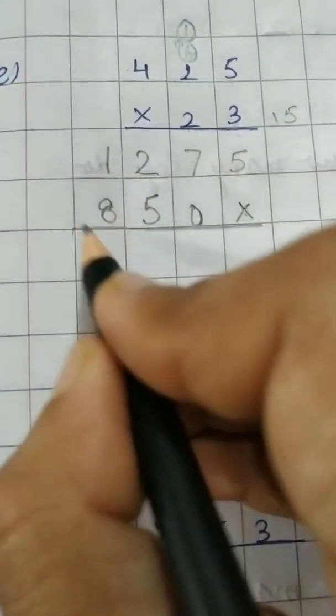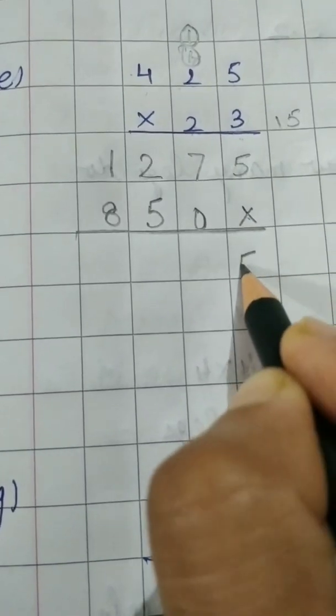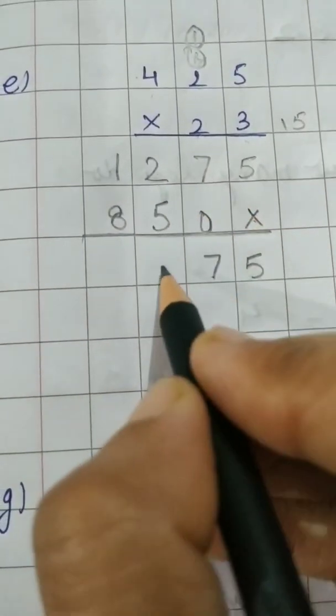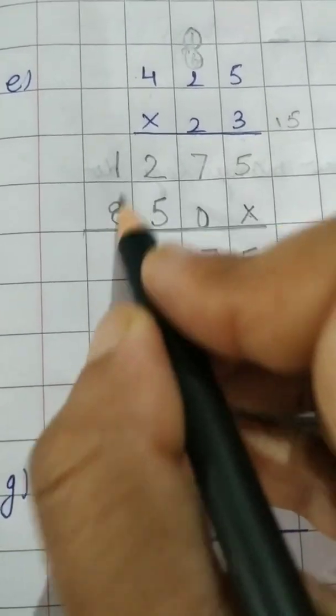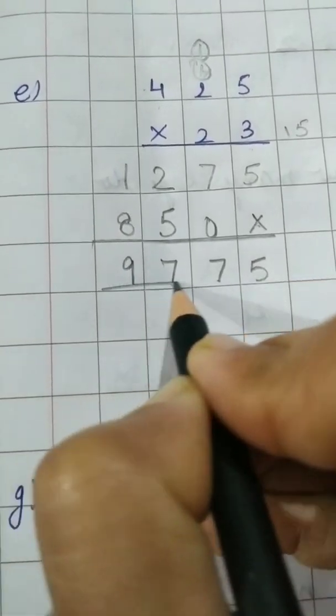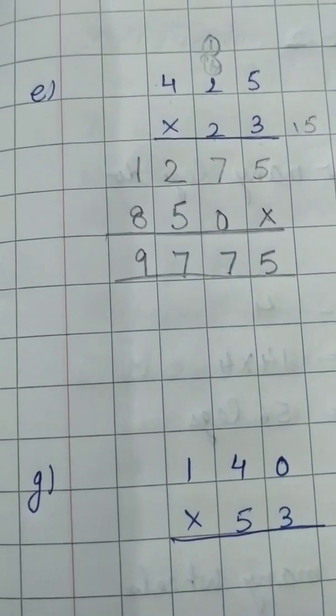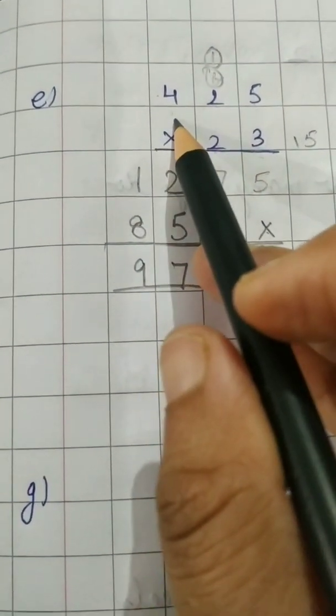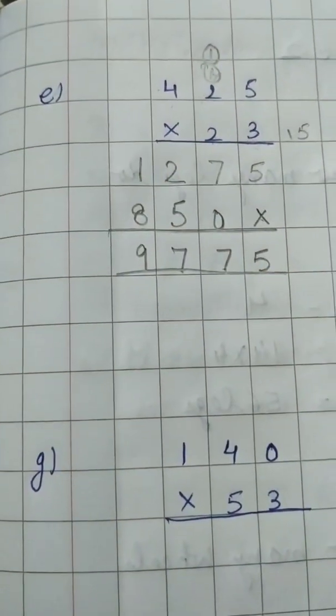Means this full number and this full number. 5 plus nothing 5. 7 plus 0 7. 5 plus 2 7. 8 plus 1 9. So this is your answer. This is the way you have to do. The difference is only that it is having 3 digit numbers. I hope you understood, children.